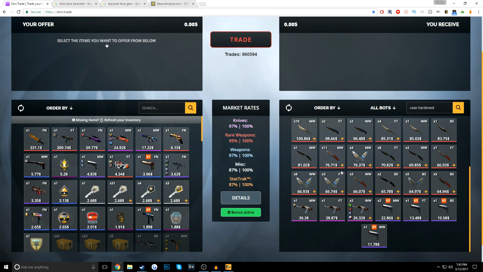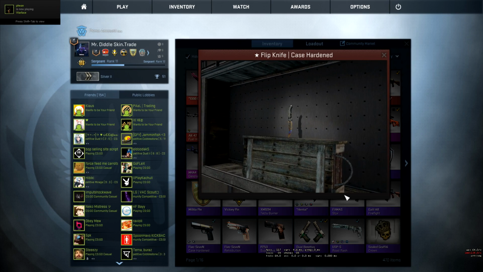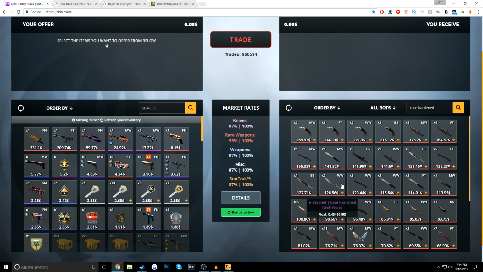The knives that I got started trading case hardened with, like I said, were the falchion knives. I think that they're a good middle ground. They're not really high tier, and you can trade them fairly quickly if you're doing low tier stuff. But if you're looking for higher tier trades, I would recommend trading the flip knives, because a lot of people like flip knives. They're mid-tier knives, and they're pretty easy to trade if you give someone a good price.